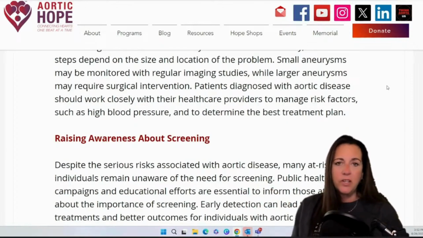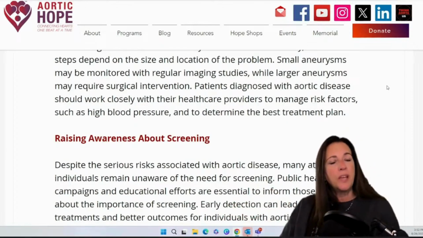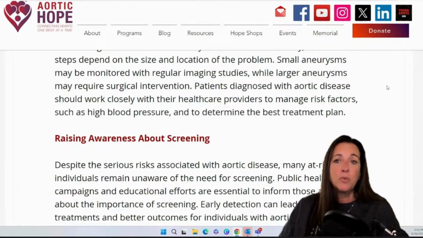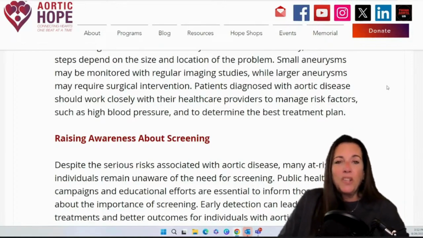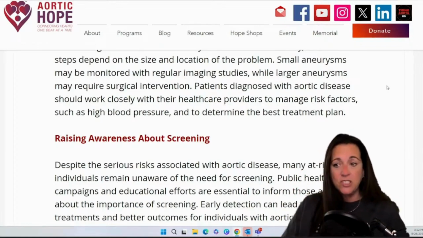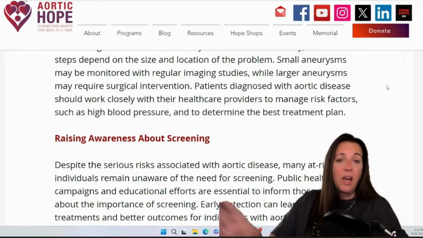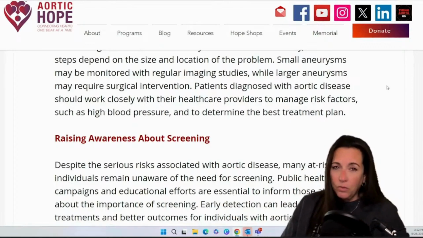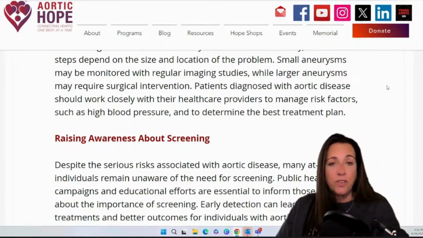Raising awareness about screening. Despite the serious risks that are associated with aortic disease, many at-risk individuals really remain unaware of the need for screening. Especially the people who have dissections think, I'm done, you fixed me, I'm done. Little do they know, they are not done. They need to be screened the rest of their lives.